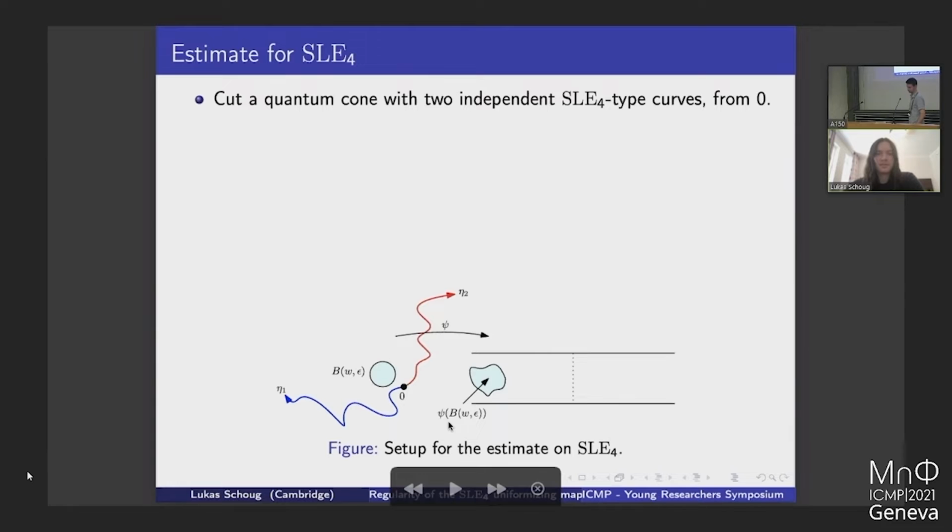So you start with something called a quantum cone, and you pick two SLE curves, let them run there, and let them be independent of the surface you define them on.